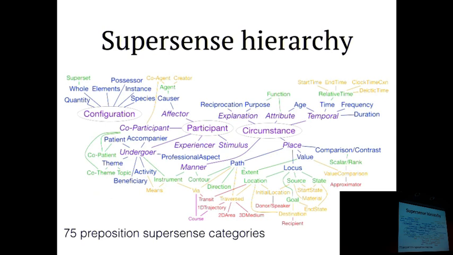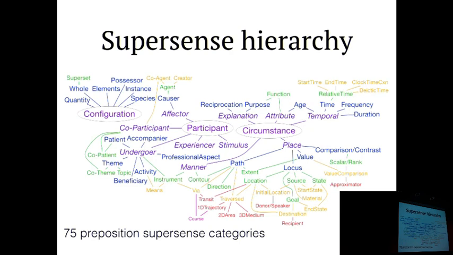You can see it's rather complex. The way to read this is that the circled ovals are the top level categories, and then the subcategories radiate outwards. So circumstance has a subtype which is place, which has a subtype which is locus, which includes source and materials.